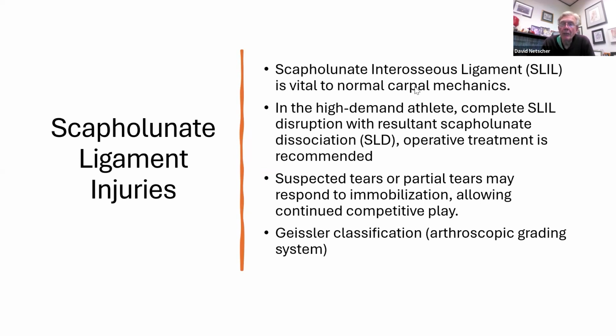And a disruption of that ligament necessitates operative treatment. You may get partial tears or suspected tears, and these patients will have a clinical examination very similar to the scaphoid fractures. They'll be tender in the anatomic snuff box. They'll be tender over the scaphoid distal tuberosity, and so you may confound them for a scaphoid fracture.